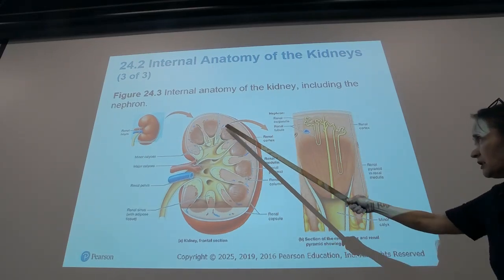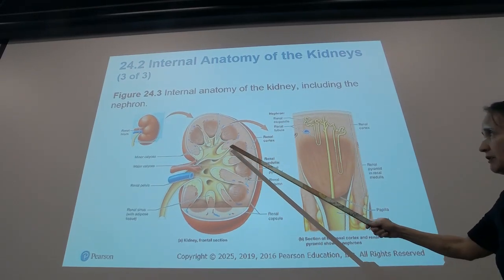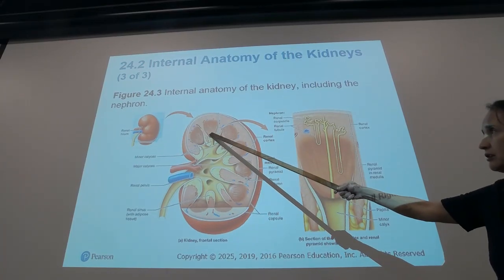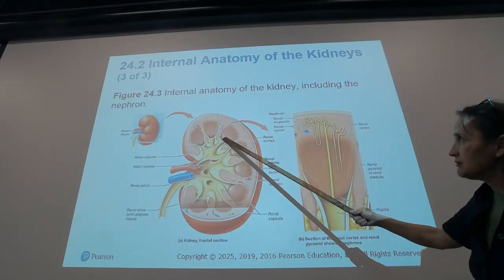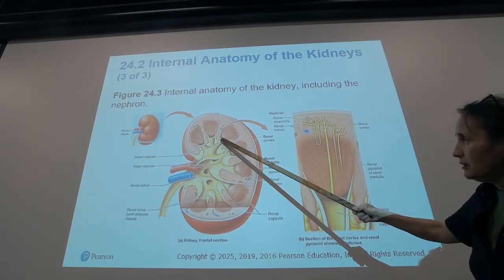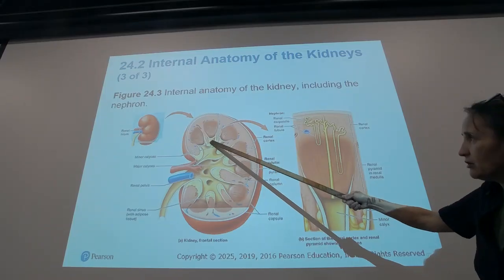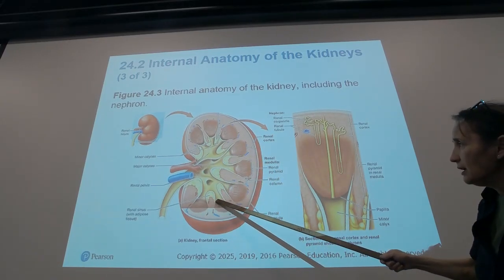And then in between the pyramids, we have the renal columns. And then the tip of the pyramids is called the renal papilla. And then the renal papilla receives the urine from the nephrons, and then it drains the urine into these minor calyces. So all of these are minor calyces.